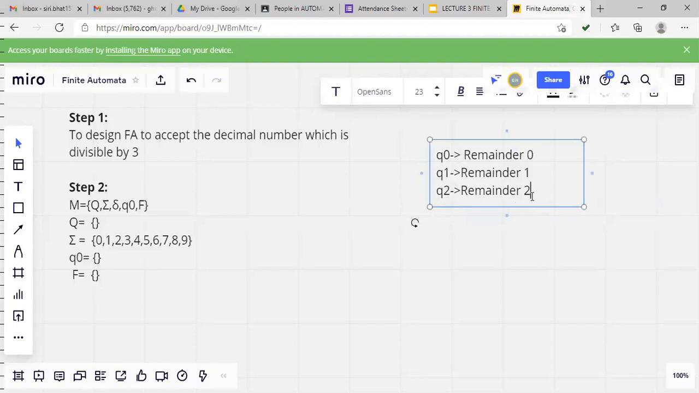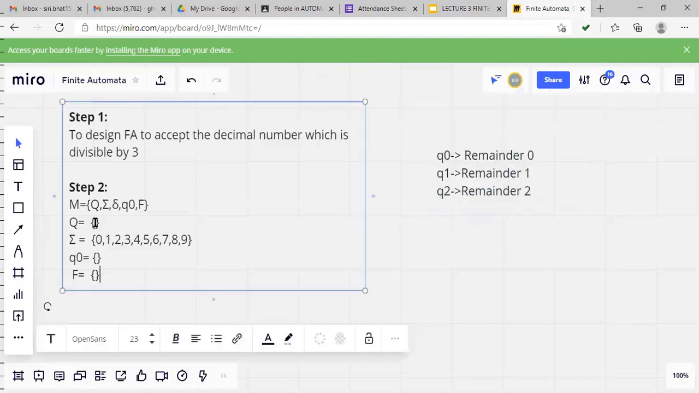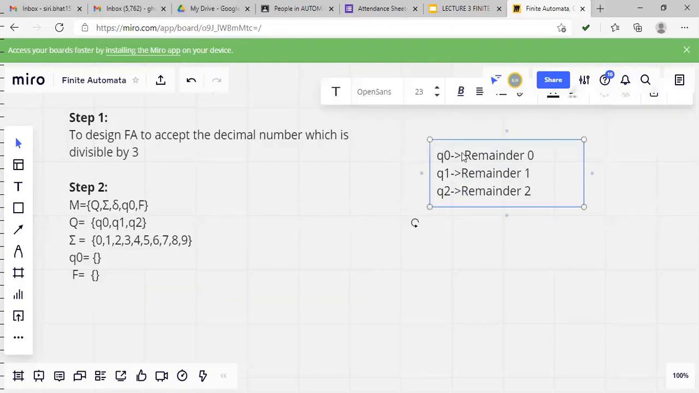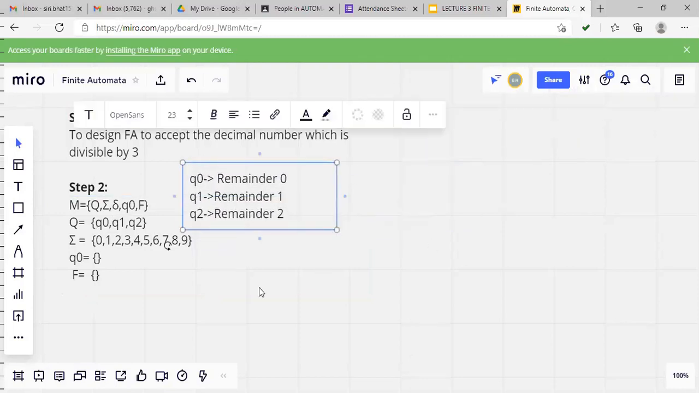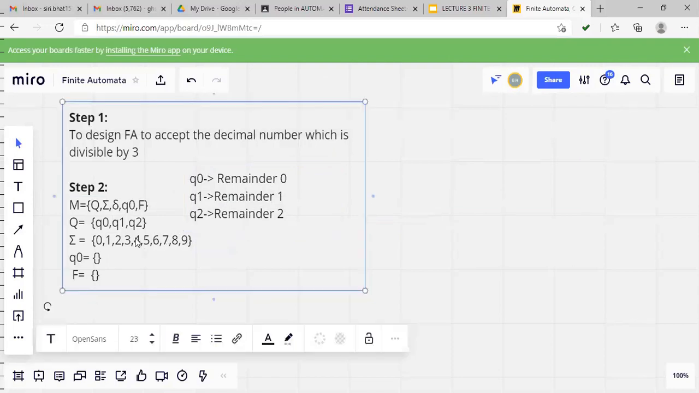Students, did you understand how we designed our states? From where did we get the states? Is this clear? Okay. So what will be my Q now? My Q will be Q0, Q1, Q2. You have to write this here. We are done with Q. We are done with summation. Delta we'll see a bit later.